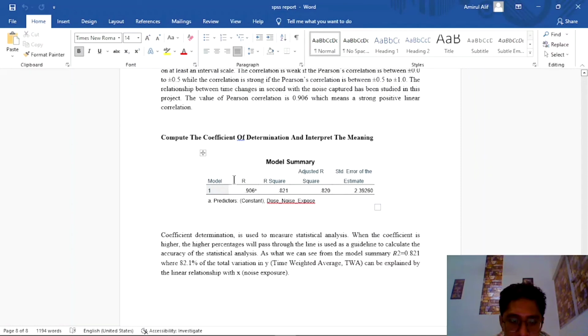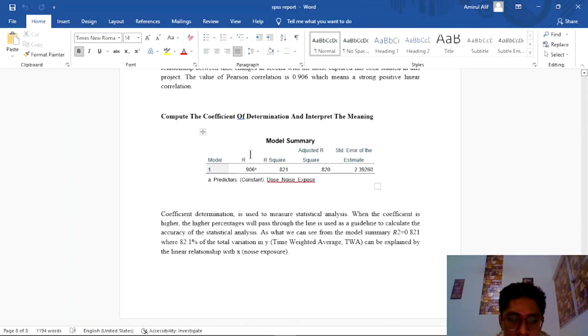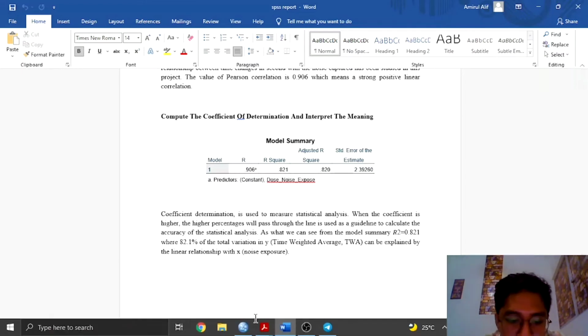Okay, this is the coefficient of determination. This is the SPSS result. Okay, coefficient of determination is used to measure statistical analysis. When the coefficient is higher, the higher percentage will pass through the line. It is used as a guideline to calculate the accuracy of the initial statistical analysis. As we can see from the model summary, R square is equal to 0.821, where 82.1% of the total variation in Y can be explained by the linear relationship with X.